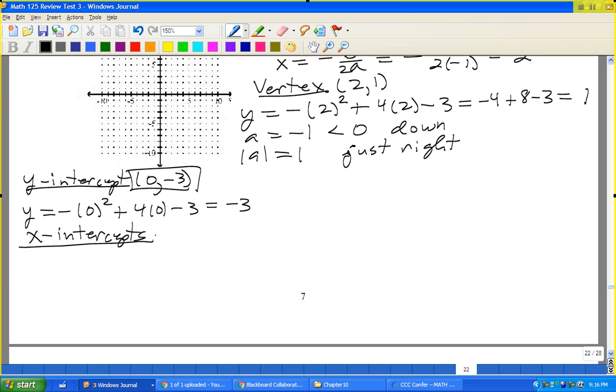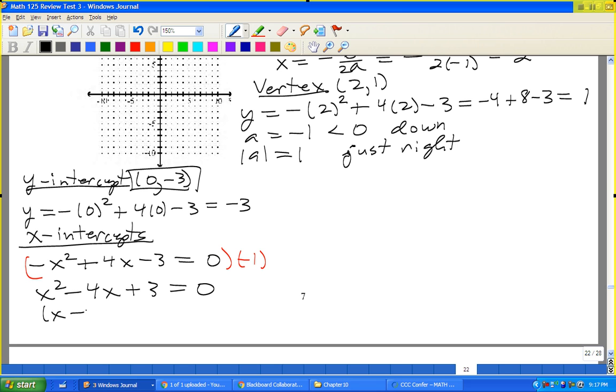And so to find the x-intercepts, I set y equal to 0 and solve for x. Let me change all the signs so it makes it easier. And so I get x squared minus 4x plus 3 is 0. So (x minus 3)(x minus 1) equals 0. So if you set each factor to 0, you get x equals 3, x equals 1. And so I have roots at 1 and at 3.